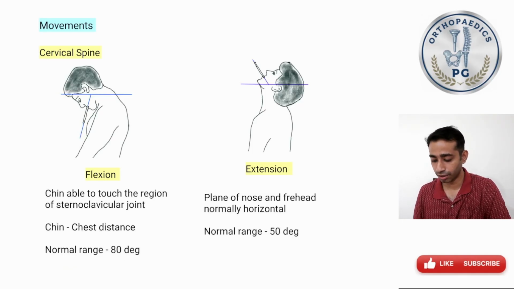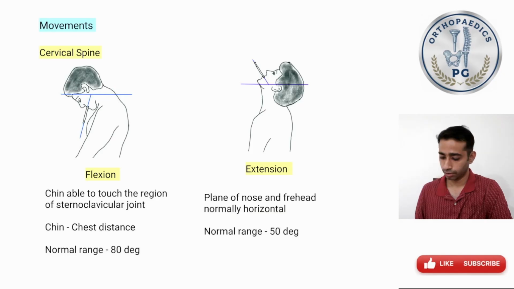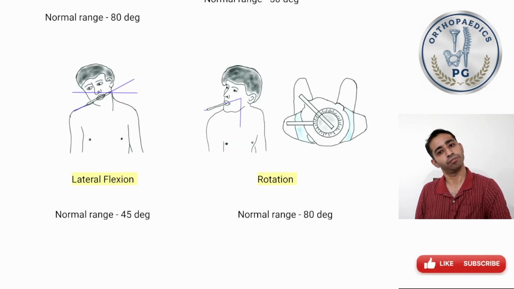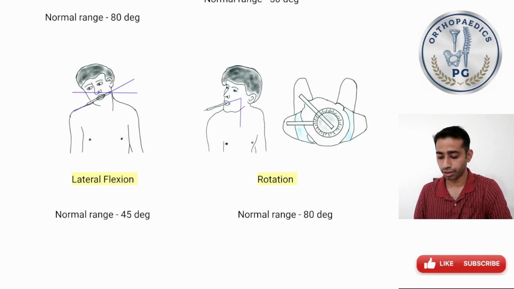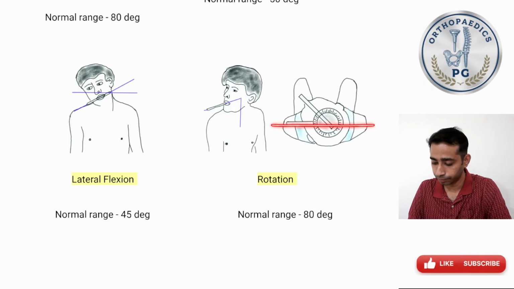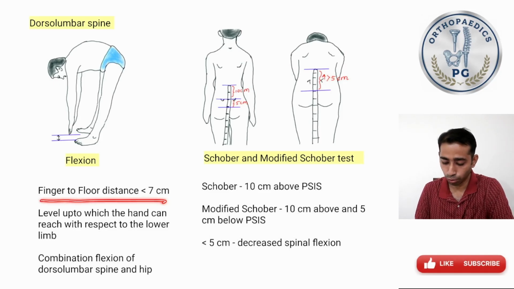Similarly, again for extension, we ask the patient to extend. Normally the plane of the nose and the forehead is usually horizontal. We can again place a spatula here and measure the angle with the horizontal, and the normal range is around 50 degree. We can ask the patient to bend to the side to check the lateral flexion. The normal range is around 45 degree, and rotation is measured from the coronal plane, and the normal range is around 80 degree.